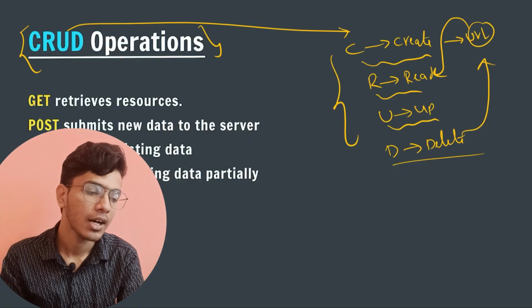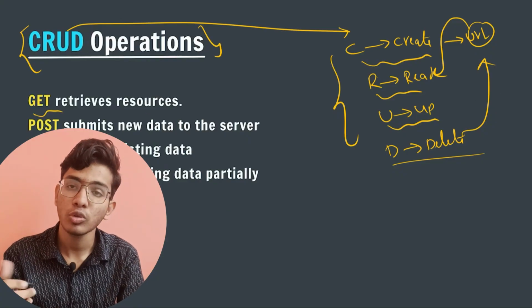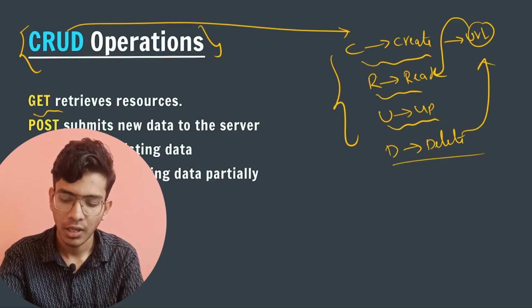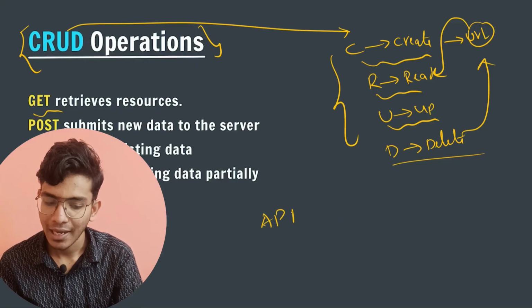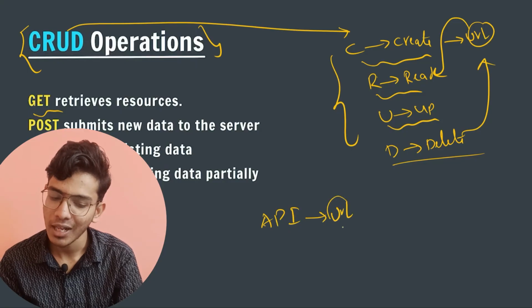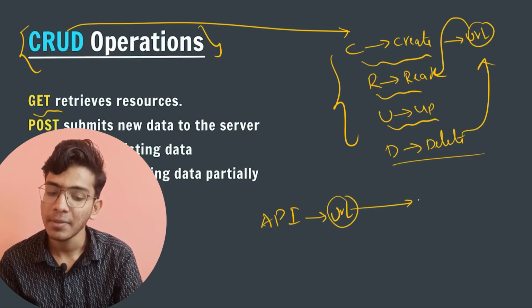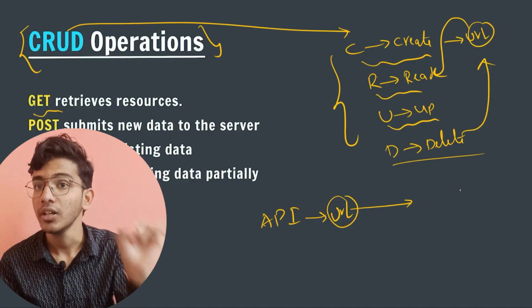And that is the GET method. GET is used to retrieve resources. For example, let's say I am creating an API. An API is nothing but a URL, right? So whenever I type that URL in my browser, what will I get?